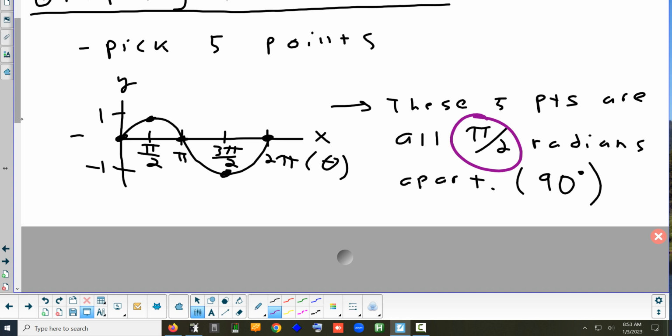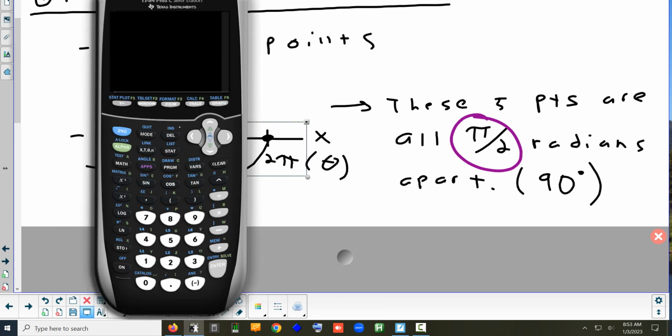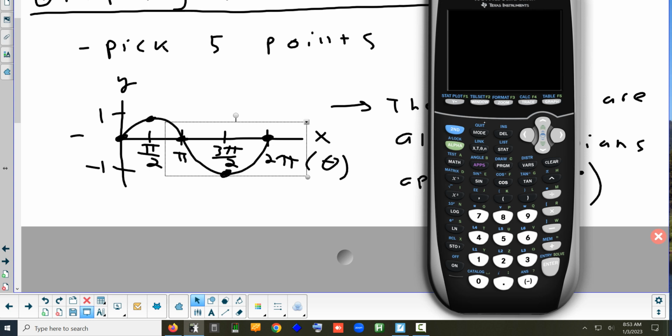And that's the same graph I just had on the other page. I just labeled everything. So 0, 90, 180, 270, 360. In radians, 0, pi over 2, pi, 3 pi over 2, 2 pi. And if you're wondering, like, why is it a 1 and a 0 and a negative 1? Well, we can just type it in on the calculator and I'll show you that.